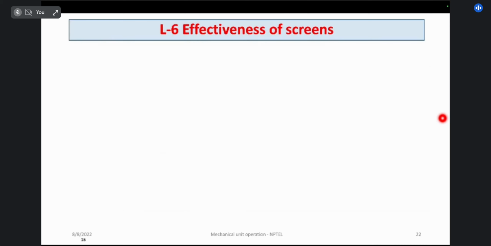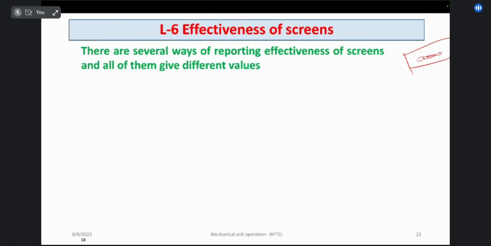Now, effectiveness of the screen. Whenever we are using the screening operation, the effectiveness of the screen will vary. If the screen has some rupture in between, then effectiveness will be lowered. If you perfectly separate out all the oversized and undersized material, then we can say the effectiveness of the screen will be much higher. Like this, there are several ways to understand how the effectiveness of the screen varies and what the different values are.